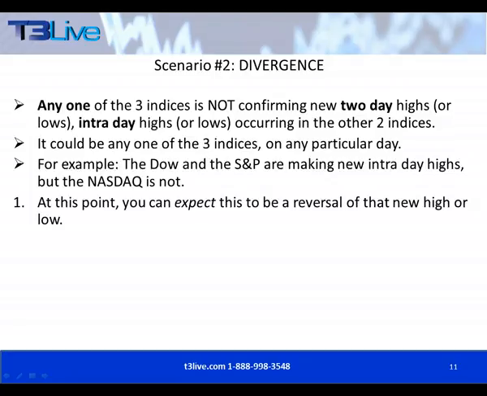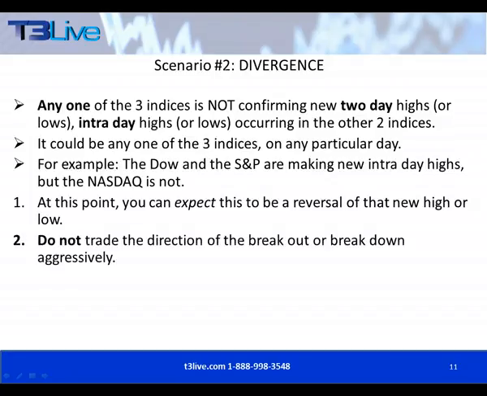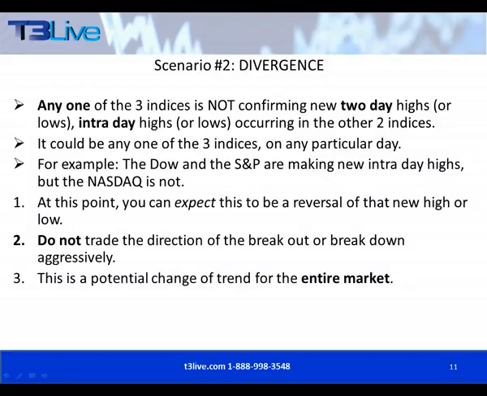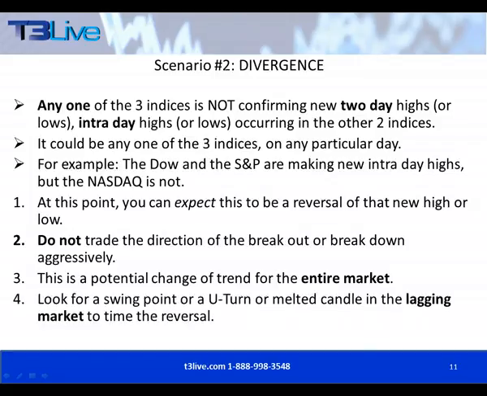So now, again, getting into specificity, what do you do about it? Number one, do not trade the direction of the breakout or the breakdown aggressively. Next, this is a potential change of trend for the entire market. And number 4, look for a swing point, a U-turn, which is essentially a bearish candlestick at the highs. A melted candlestick, in my vernacular, is basically a doji in the lagging market to time the reversal. So essentially what we're talking about here is look for a reversal pattern on the candlestick charts in the market that is not doing what the other two are doing to initiate the move in the opposite direction of the breakout.